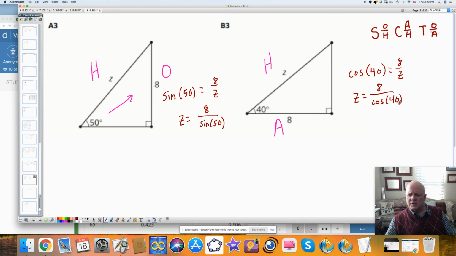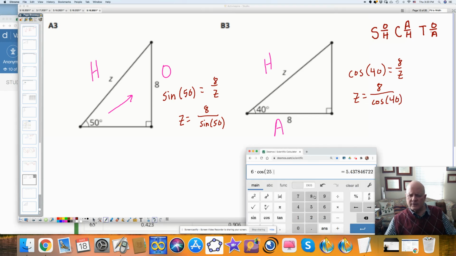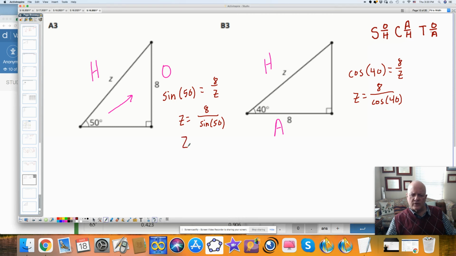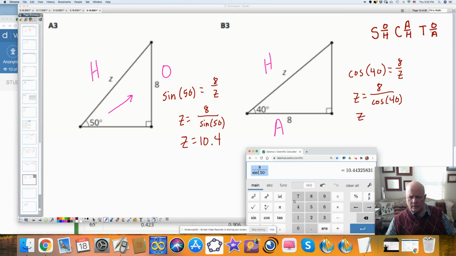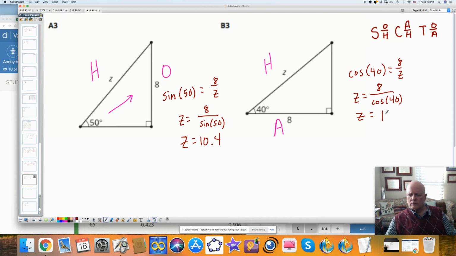When I plug this into the calculator, I get 8 divided by the sine of 50. That's 10.4. Z is equal to 10.4. Here, when I plug in 8 divided by the cosine of 40, we get 10.4. It's the same thing. And why is it the same?